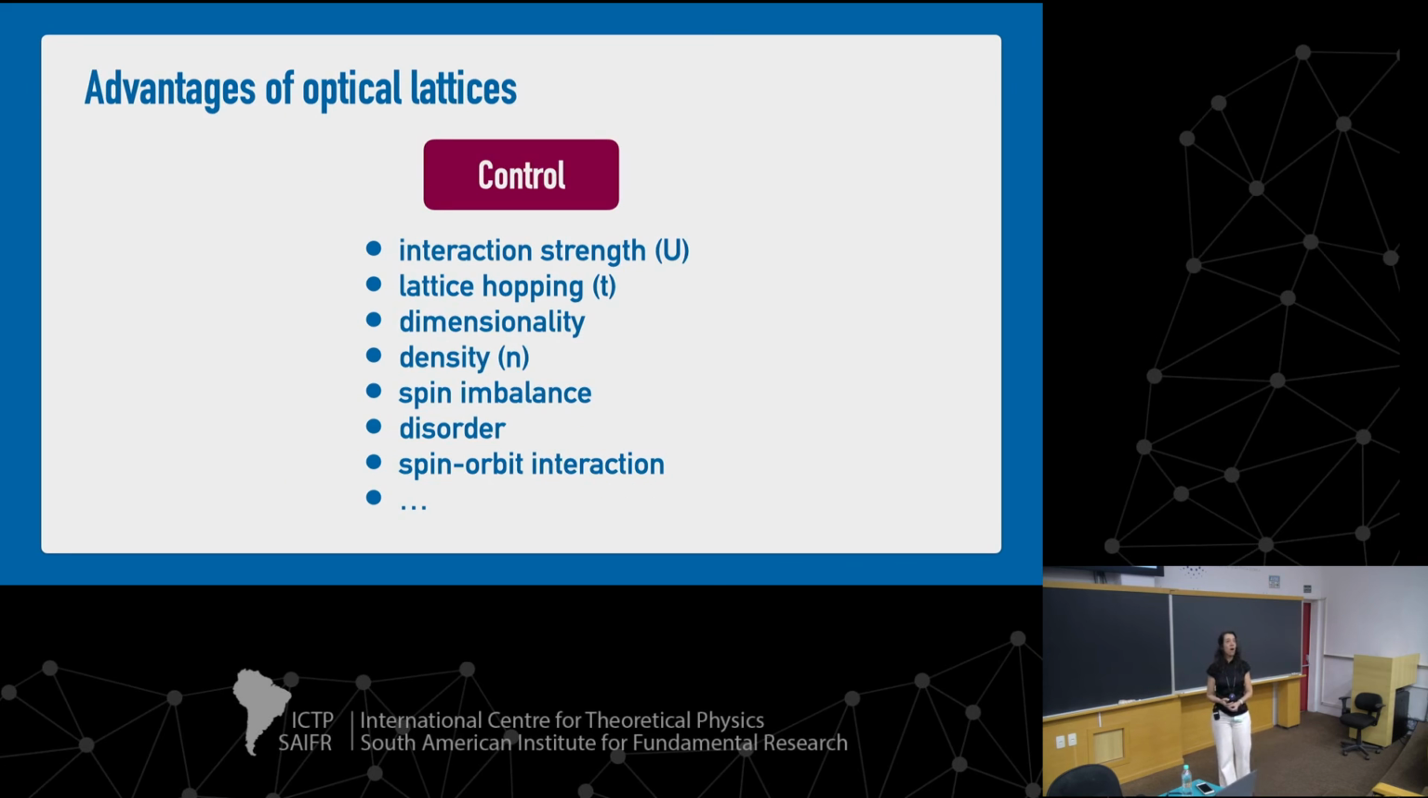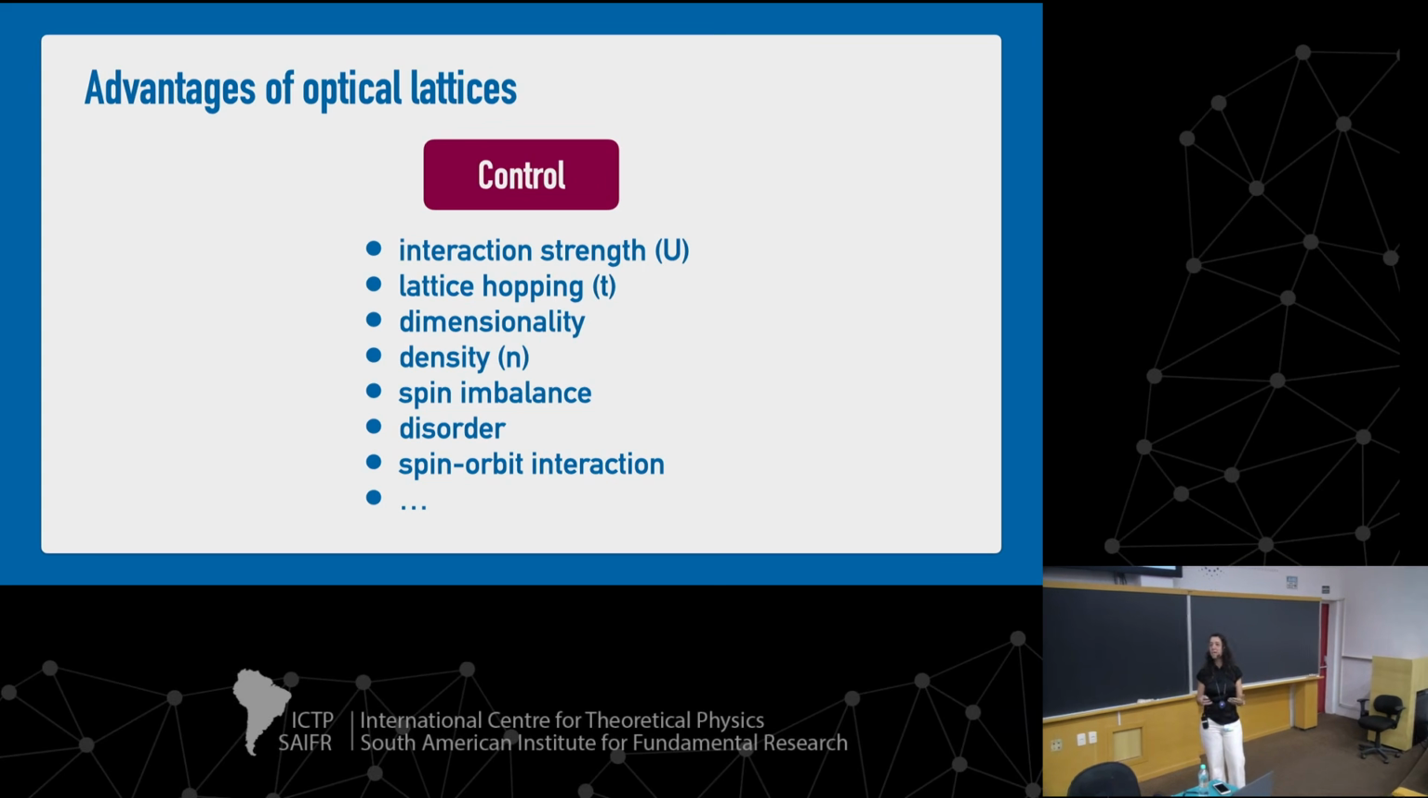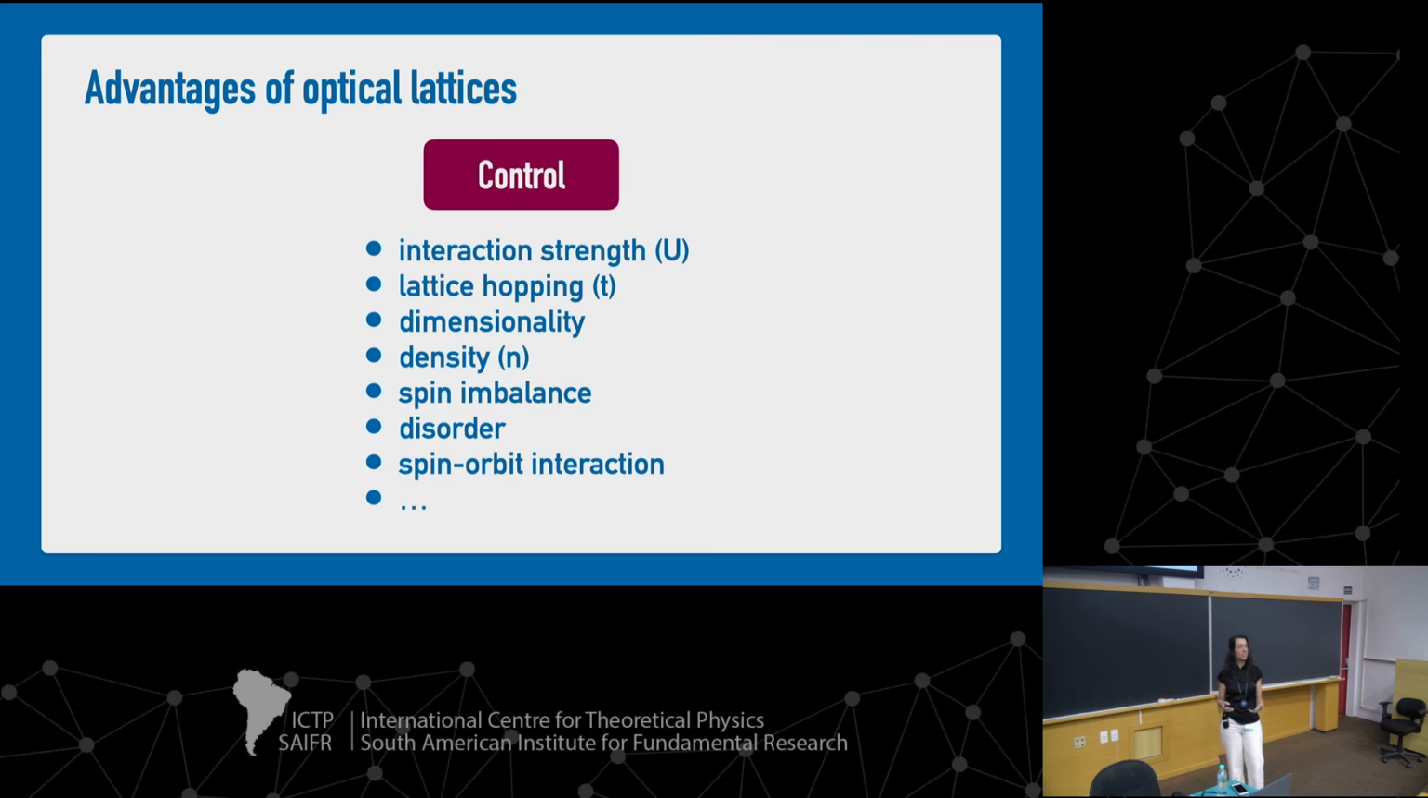So if it is the same physics, why bother learning all this language and the translation, which in the beginning was hard? Why do this with optical lattices and not materials? It is because when we're studying optical lattices, we have an amount of control over the experiments that's absolutely unprecedented for condensed matter physics. So we can control the interaction strength, U, by turning a knob.